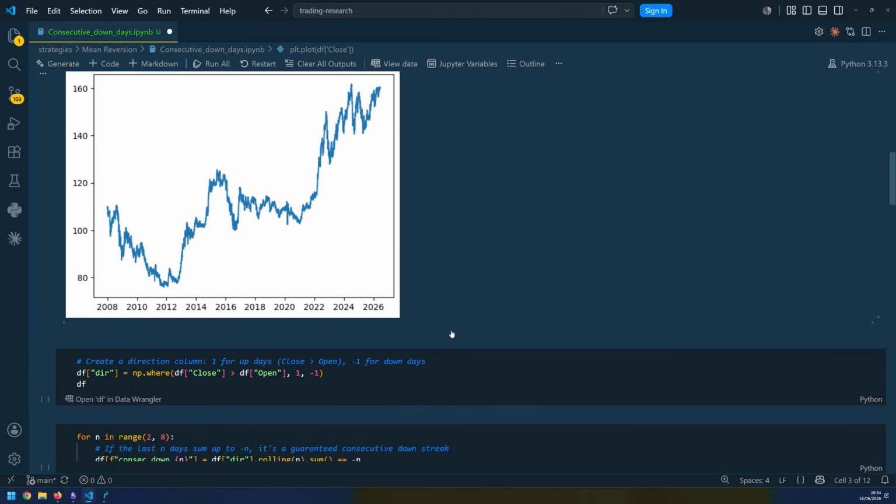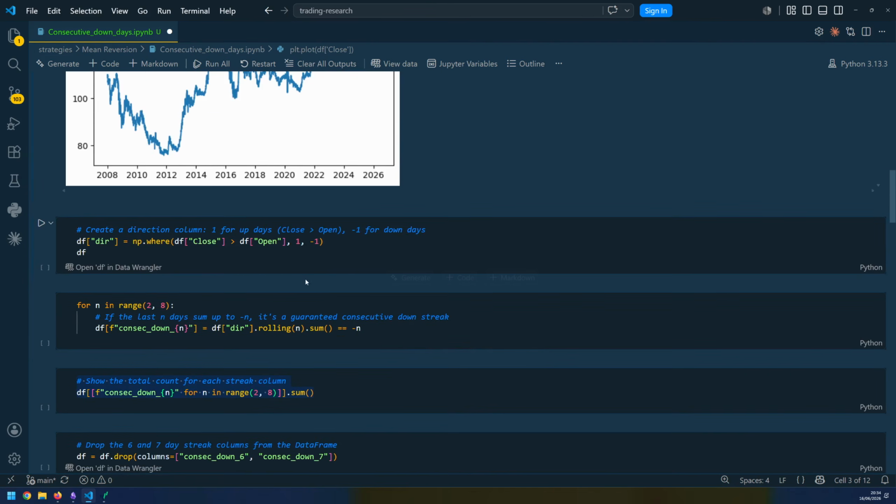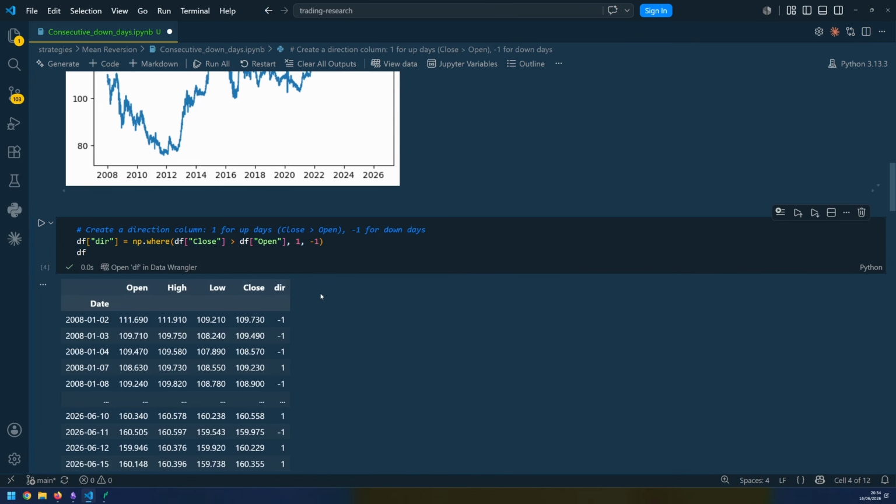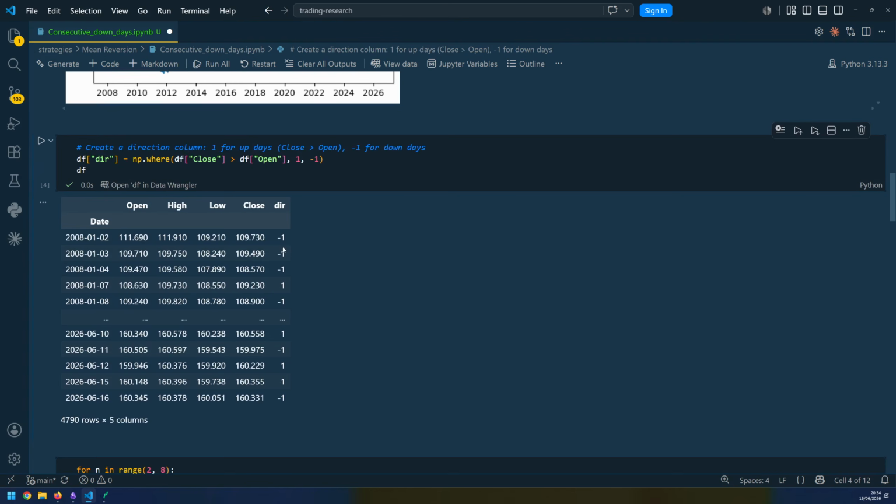So now I can start actually working with that data. And the first thing I want to do is measure the direction of every single candle. I need to know if the candle is bullish or a bearish candle, i.e. if it's an up day, a green candle, or if it's a down day, a red candle. And I'm just going to mark that with either a +1 or a -1.